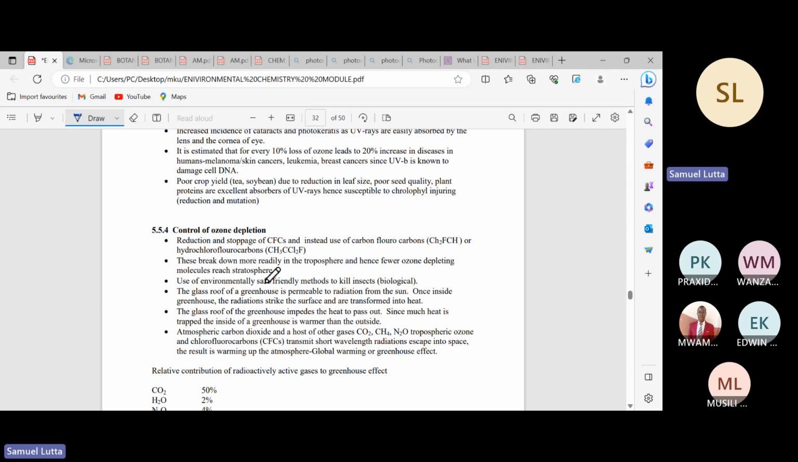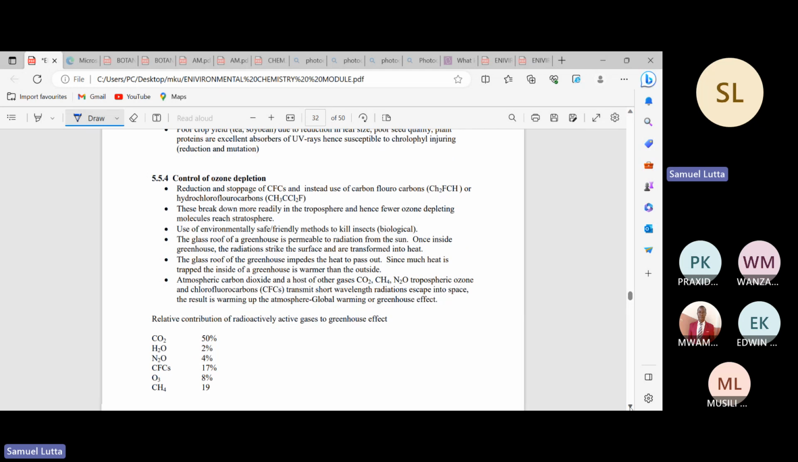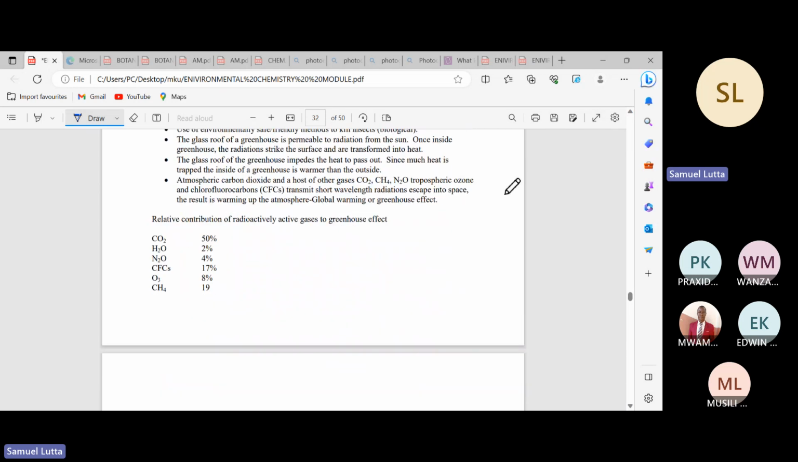And then the other thing that has been mentioned here is that the glass roof of a greenhouse is normally permeable to radiation from the sun. So once inside the greenhouse, these radiations strike the surface and are transformed into heat. So I think we need to control this. The main thing we are saying here, to control ozone depletion, is that we just avoid the use of these chlorofluorocarbons.